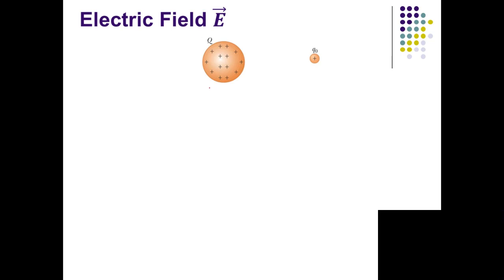Q. This charge, let me call it source charge. And another small charge, Q naught, let's call it test charge. Okay. So what will happen to the test charge because there is this big charge next to it?